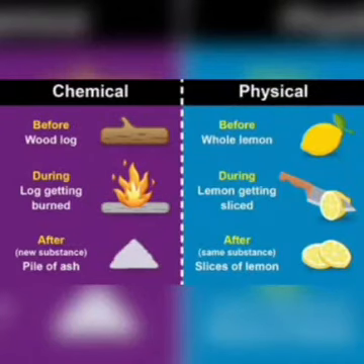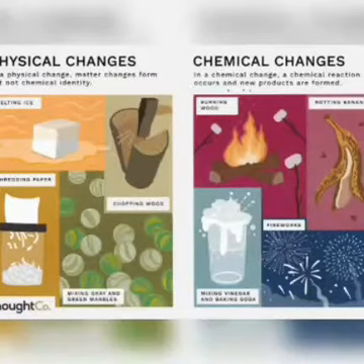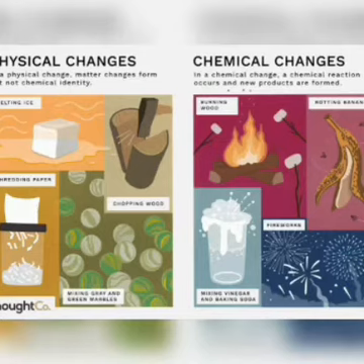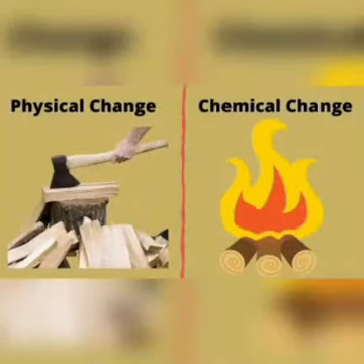A physical change is one in which the substance undergoing the change is not destroyed and does not lose its identity. Whereas a chemical change is one in which the identity of the original substance is changed and a new substance or new substances are formed. In a chemical change, one substance is going to be transformed into a new type of substance.